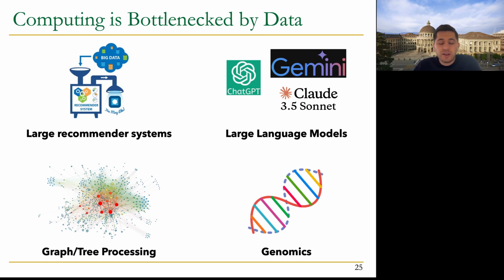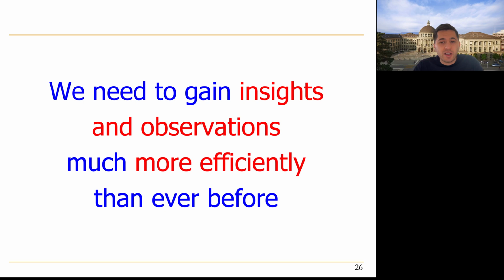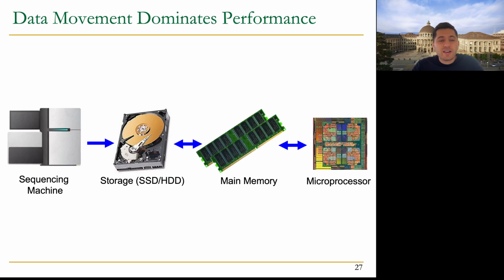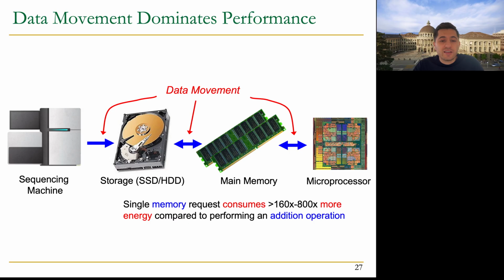Whenever we have a large volume of data that we need to move across the different levels of the memory hierarchy in the system, meaning maybe DRAM or disk and so on, we are spending a lot of energy and time. But these are very important applications, and we need to gain insights and observations much more efficiently than ever before, because the rate at which we can generate data is still increasing. However, our capability to analyze this data is not necessarily increasing at the same rate. This is because data movement dominates the performance in the system today.